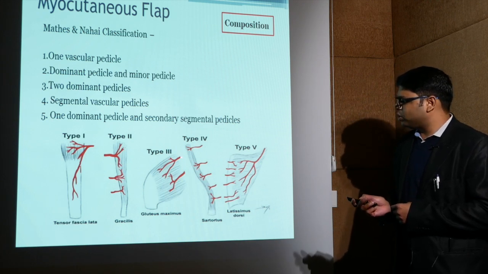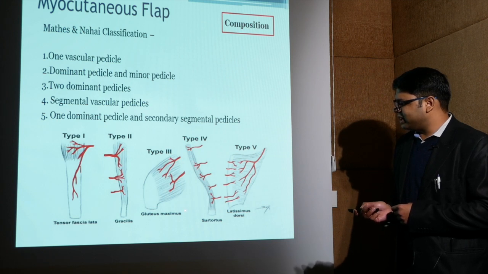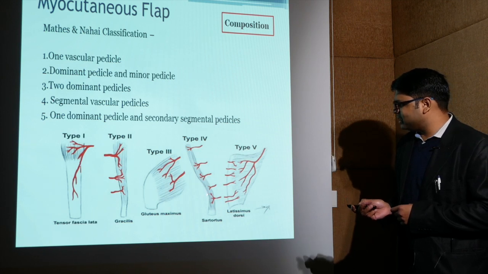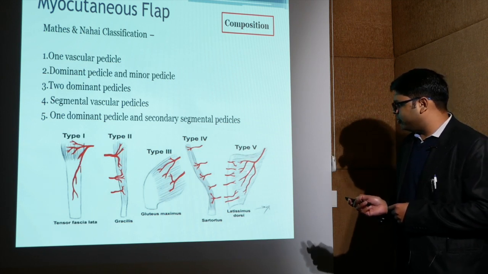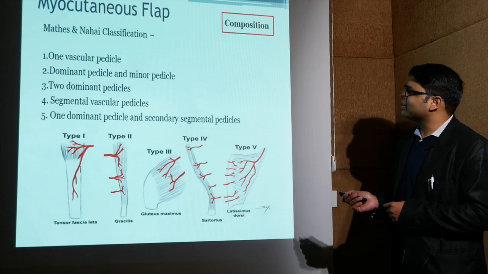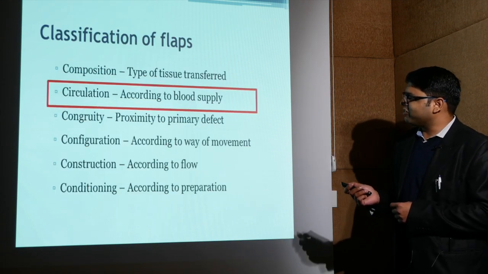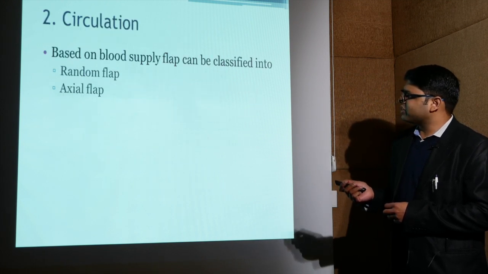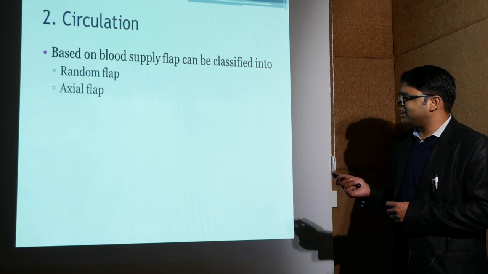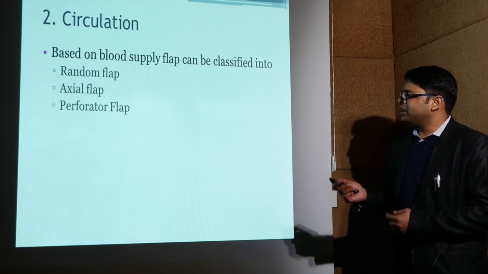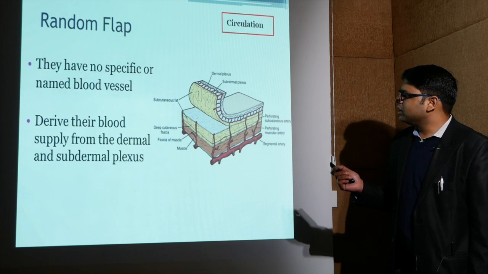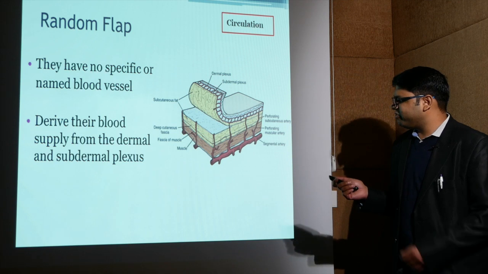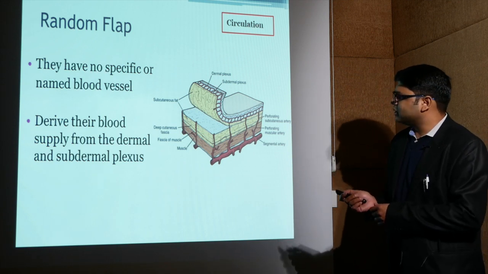In type 3, there are two dominant pedicles. The example is the gluteus maximus flap. In type 4, there are multiple segmental perforators. And in type 5, there is one dominant and others are segmental. Now coming to the second type of classification, which is based on the circulation of the flap. On circulation, flaps can be classified into random pattern and axial pattern. In the random pattern, there is no specific or named vessel, and the blood supply is derived from the subdermal and dermal plexus.